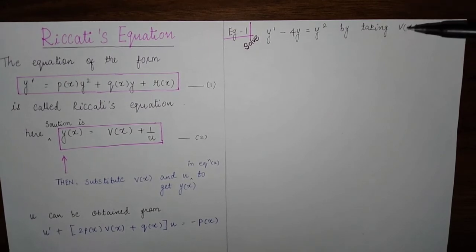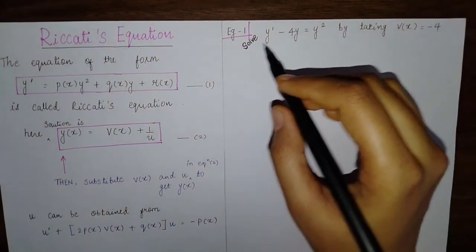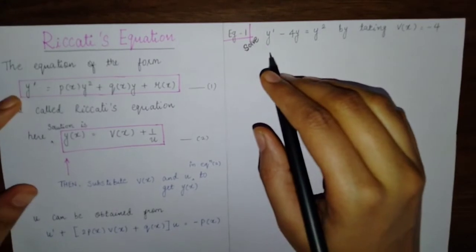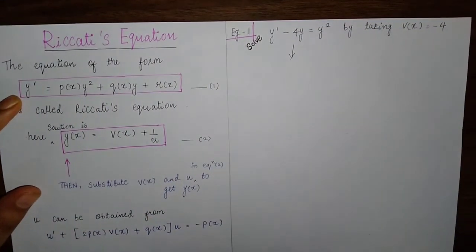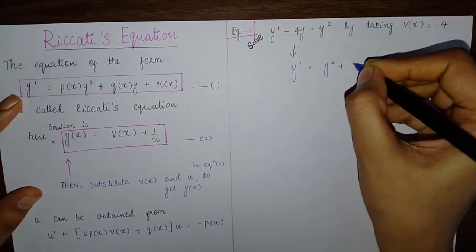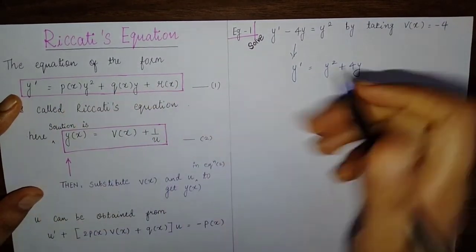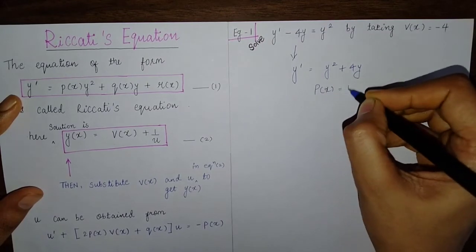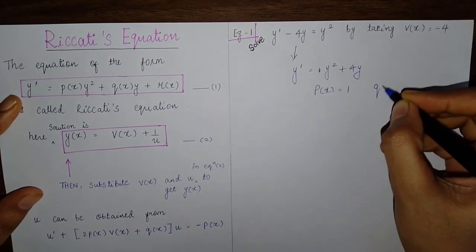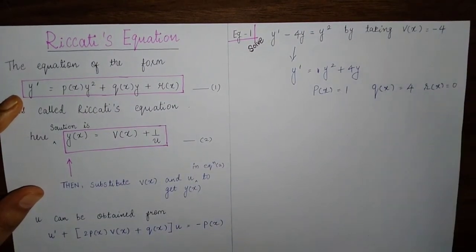Here v(x) is given, so from v(x) only we can say that this will be a Riccati's equation, because v(x) is used in Riccati's equation. And if we identify this form, but for that we have to first rearrange the equation, then it will be y dash equal to y square plus 4y. Now if you compare this equation with the standard form, then you can say that p(x) is 1, q(x) is equal to 4, and r(x) is not present, so it is 0.